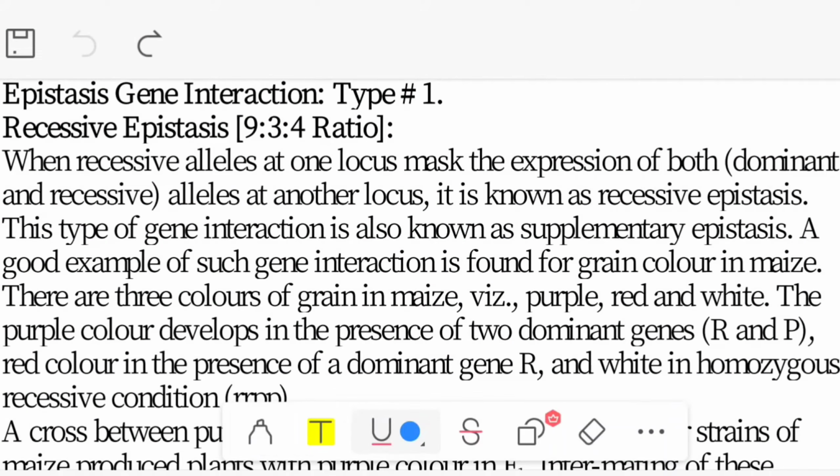Today we are dealing with a topic called gene interaction by means of epistasis. So let's get started.